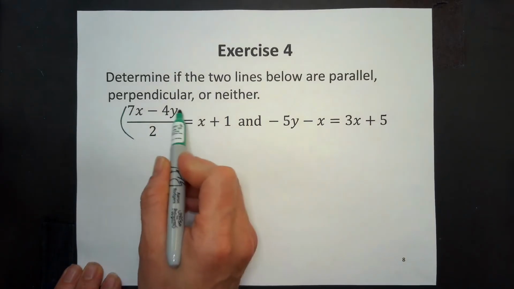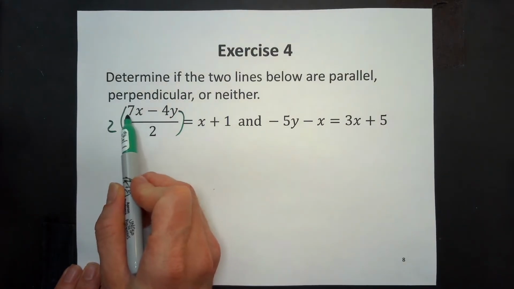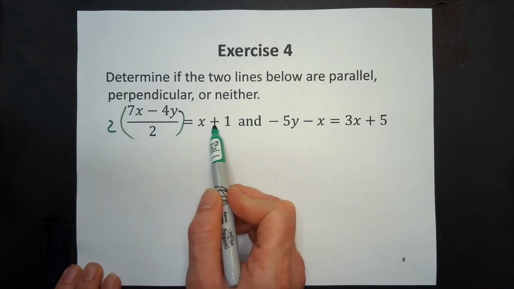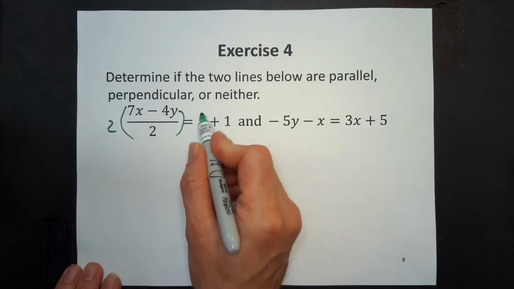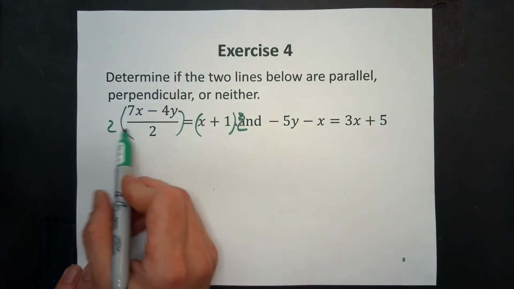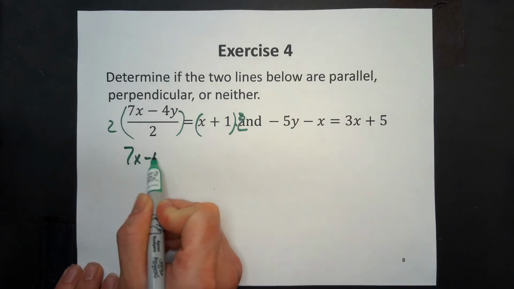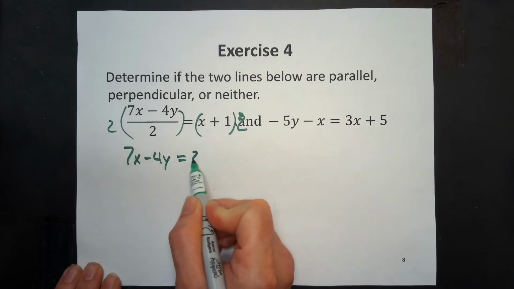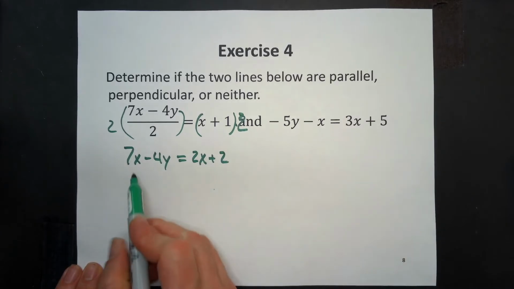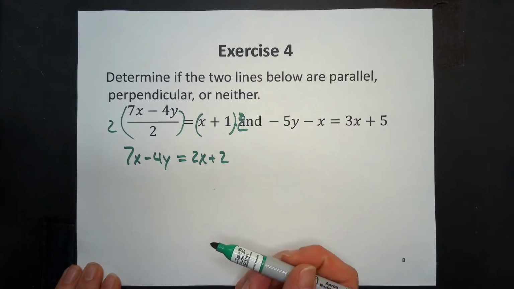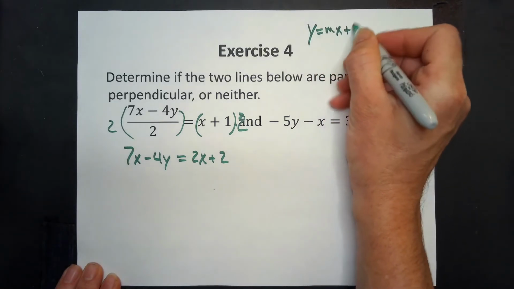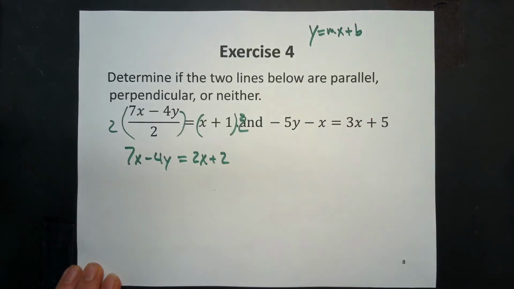First thing I want to do is multiply everything by 2. So I'm going to start with 7x minus 4y all over 2 equals x plus 1. I'm going to multiply both sides by 2 to get rid of the 2 in the denominator. And so I'm going to get 7x minus 4y equals 2x plus 2. Now I want to get all my x's on one side, so I can put it in y equals mx plus b form, slope-intercept form, to find the slope.